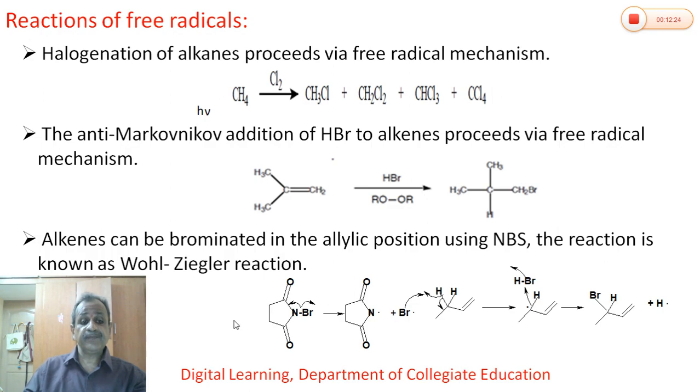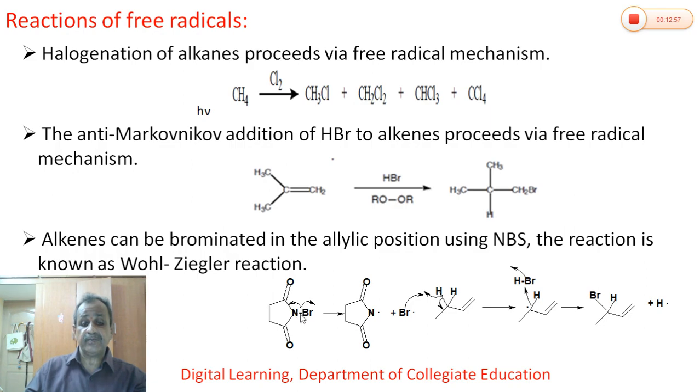Another example, alkenes can be brominated in the allylic position using NBS, N-bromosuccinimide. The reaction is known as Wohl-Ziegler reaction. Here also free radical is generated as an intermediate. This N means nitrogen, N-bromosuccinimide. This is succinimide, NH is succinimide. Here instead of hydrogen, bromine is present. So N-bromosuccinimide undergoes homolytic bond cleavage.